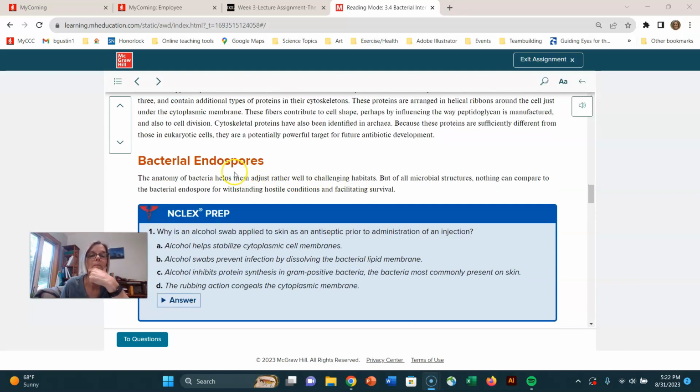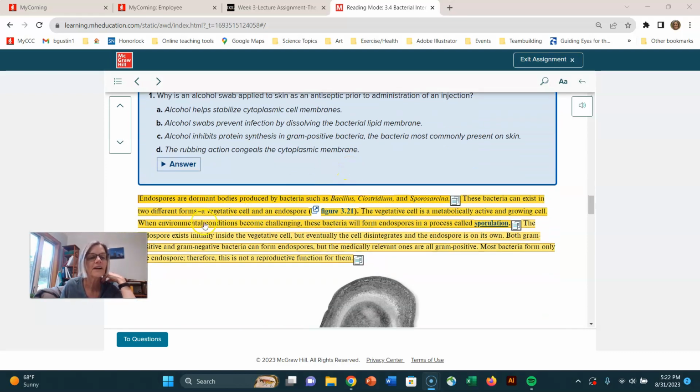Okay, so bacterial endospores, these are something that only some bacteria make. And in fact, these would be pretty special bacteria. It says they're dormant bodies produced by bacteria such as Bacillus and Clostridium. I'm not going to mention this last one, but I would like you to remember these two genera. Bacillus, remember Bacillus is a shape, but it's also a genus. And another genus called Clostridium.